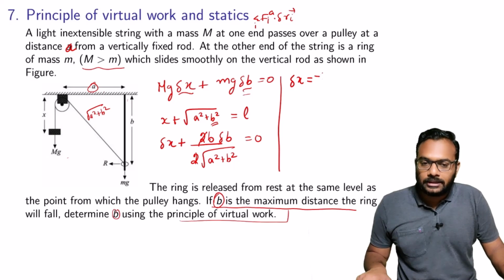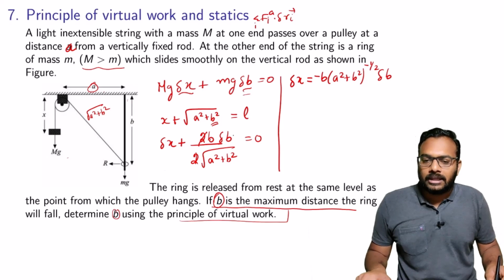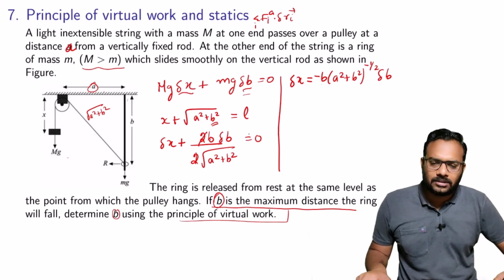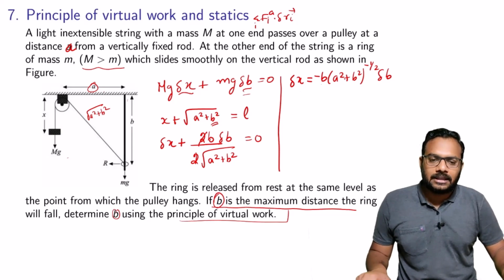Okay, that's minus b (a square plus b square) whole raised to minus 1 by 2 delta b. You just take it to the other side. Yeah, there's a b here. So delta x is equal to minus b (a square plus b square) whole raised to minus 1 by 2 delta b. This 1 by square root of a square plus b square I have written as (a square plus b square) whole raised to minus 1 by 2.